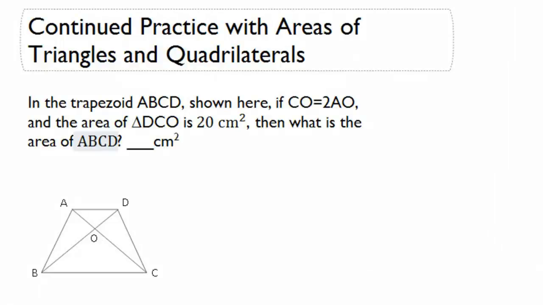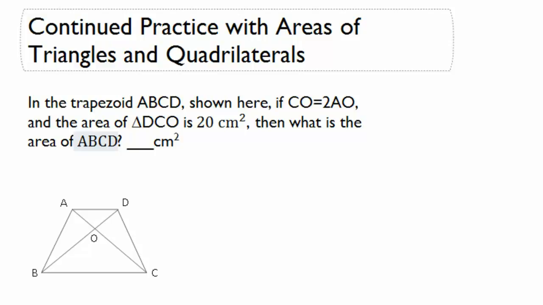Now let's get a little bit more practice dealing with areas of triangles and quadrilaterals. In the trapezoid ABCD shown here, if CO is equal to 2AO and the area of triangle DCO is 20 centimeters squared, then what is the area of ABCD?